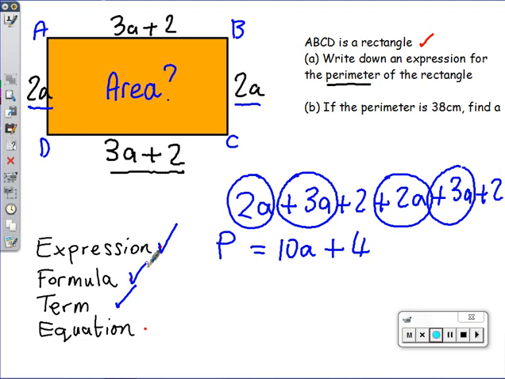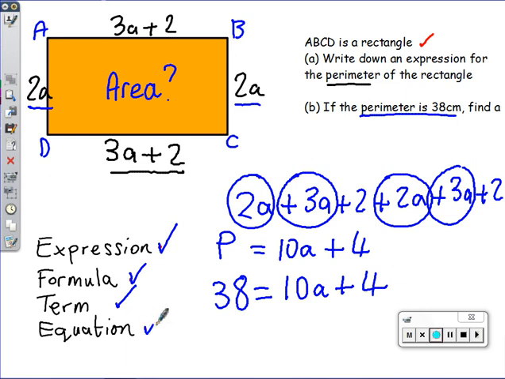Final thing then, we're going to make it into an equation, and for that we're going to use the information in part B, which is that the perimeter is 38. So we're going to replace P with 38, using a bit of substitution from Wednesday's lesson. And we're going to write the other side as it is. And hopefully you should recognise this now. It is, of course, an equation.